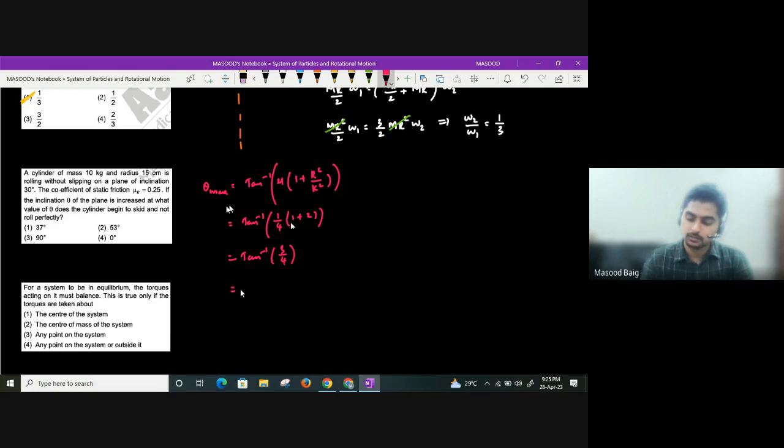So for which angle will tan be 3 by 4? 37, guys. So what they're asking, at what angle? Till here, pure rolling. After this, pure rolling may not take place, guys. So 37 degrees will be the angle till which pure rolling will take place, or just above which the cylinder will start to skid and not roll perfectly. Means slipping will take place, guys. Clear, everyone? Yes or no?